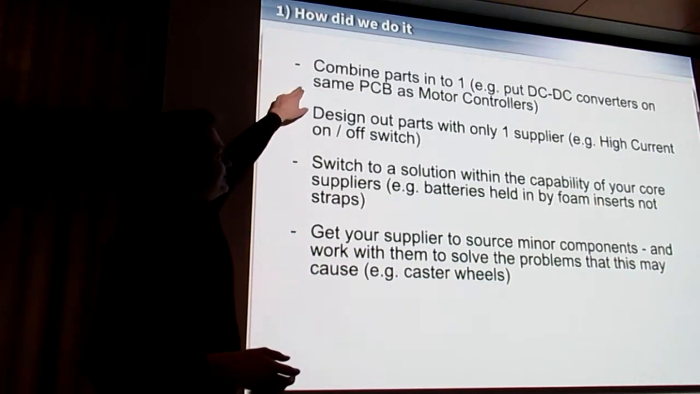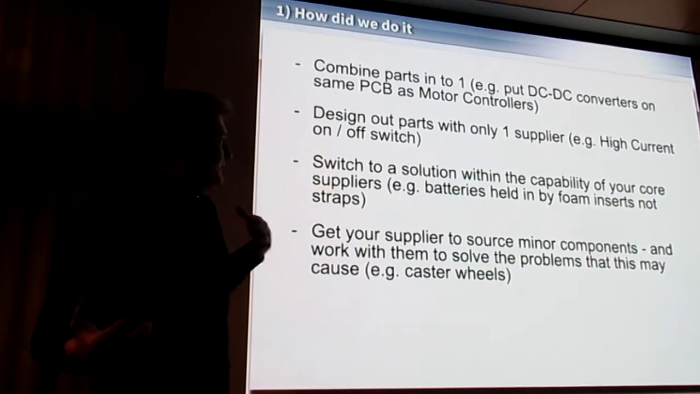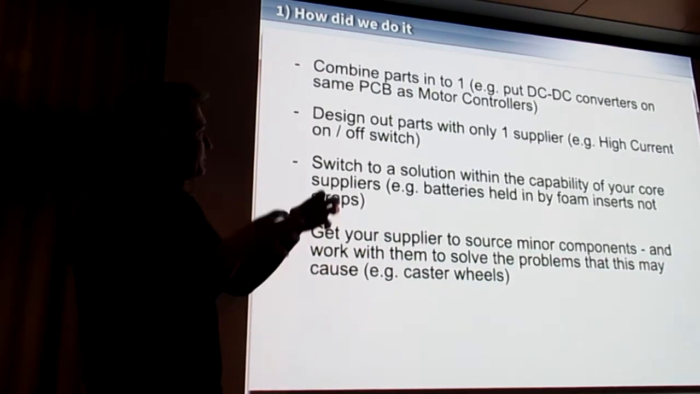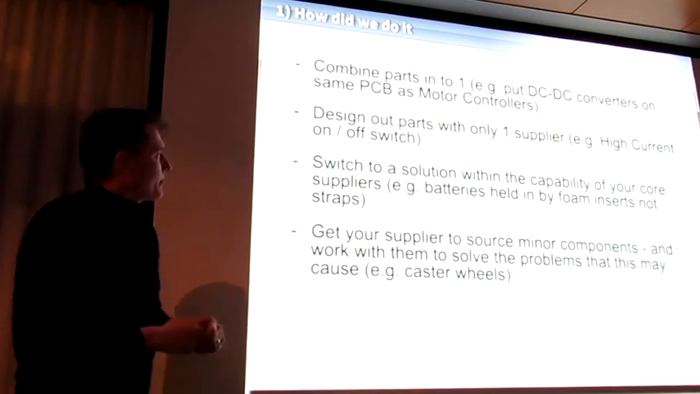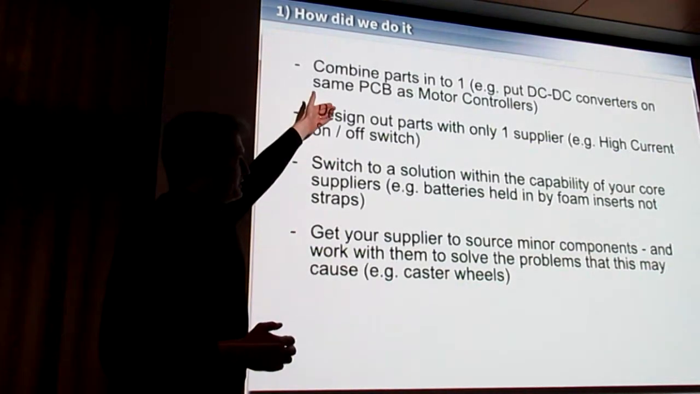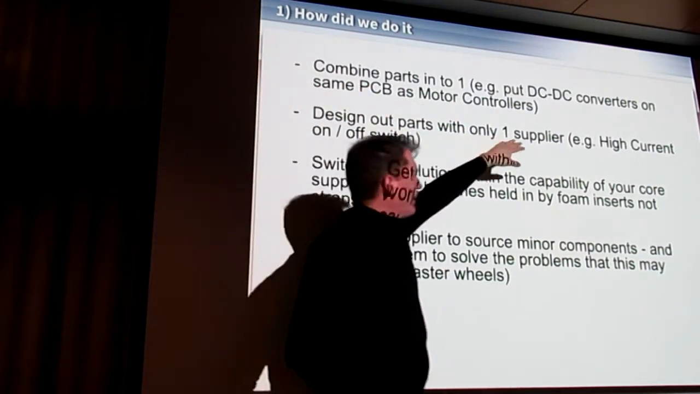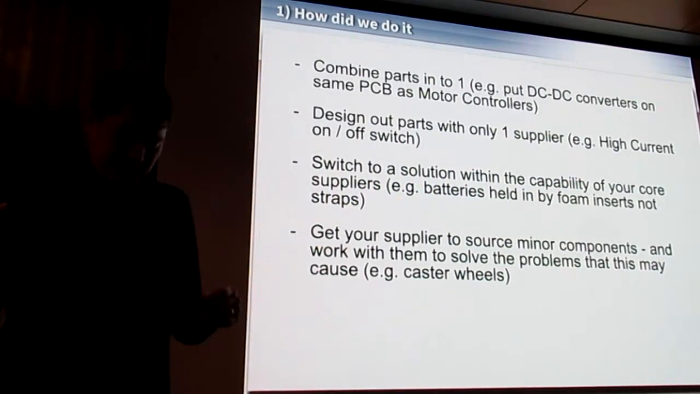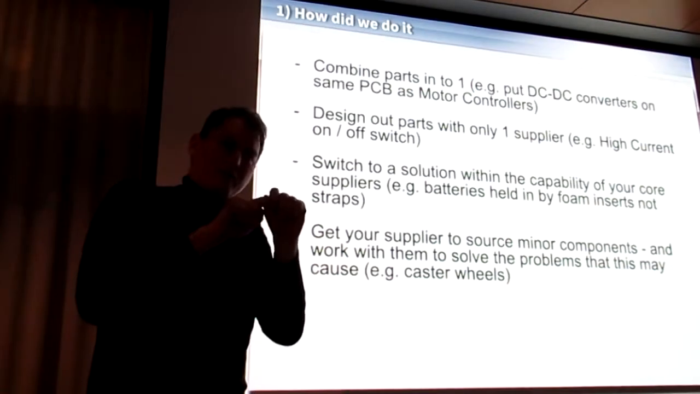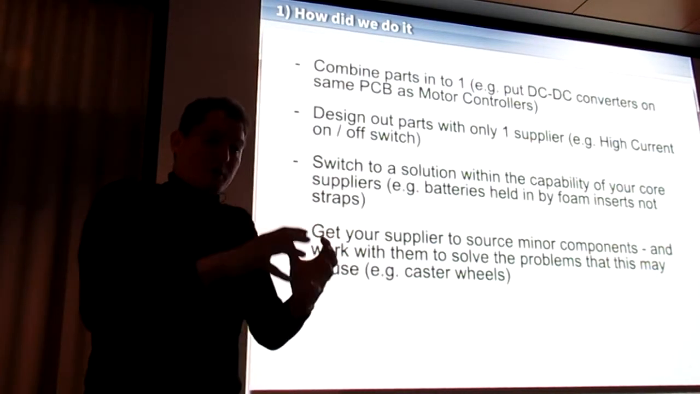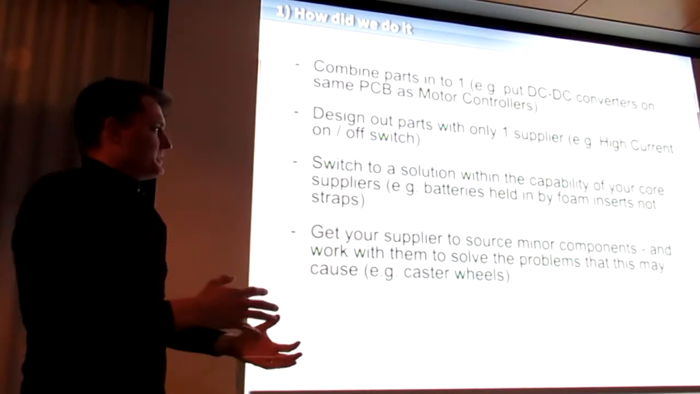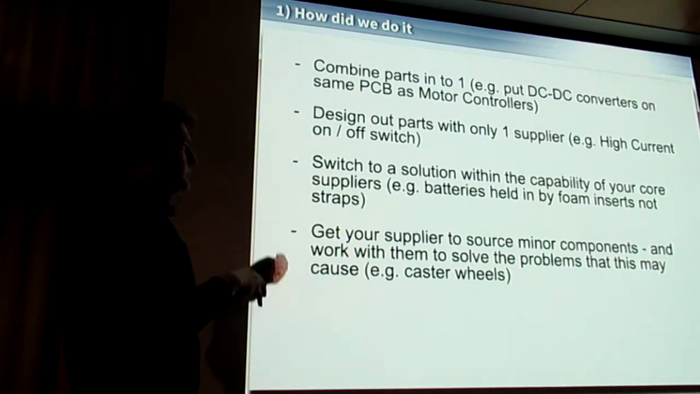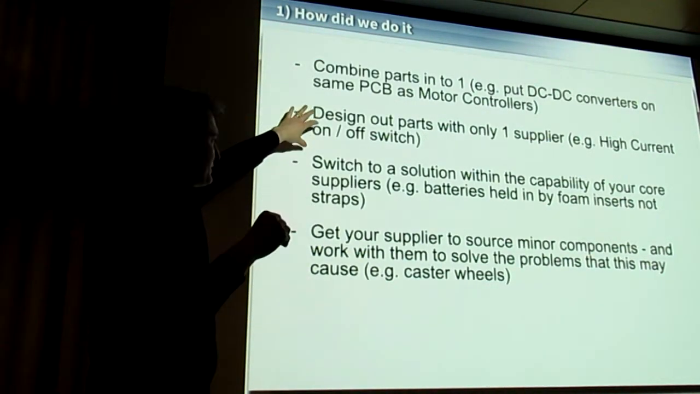So, combine parts into one. We did things like put DC-DC converters on the same PCB as motor controllers. Design out parts with only one supplier. For example, on V4 we had a high current on-off switch. We painfully redesigned that so that it would be a low current turn-on switch with solid state devices on the PCB. It could be manufactured by a PCB manufacturer and didn't require a separate guy who specialized in making these high current switches.